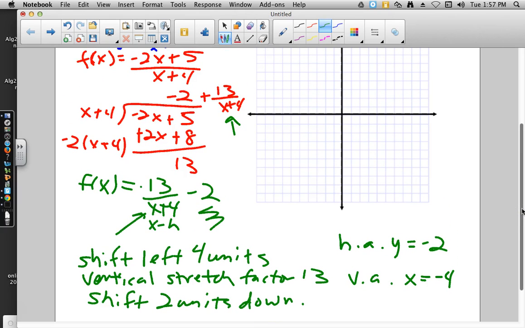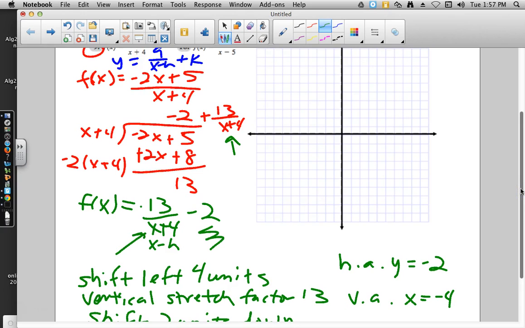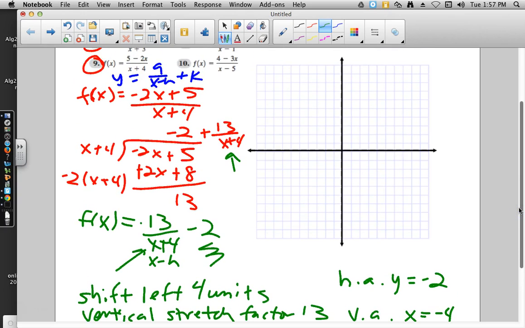And that's always a good place to start your graphing, is by getting those on there. Basically, you're telling yourself where this graph is not going to go. So x equals -4, and y equals -2.